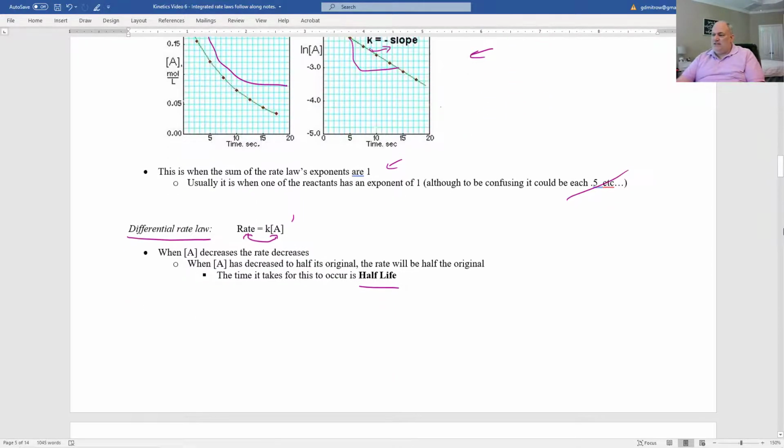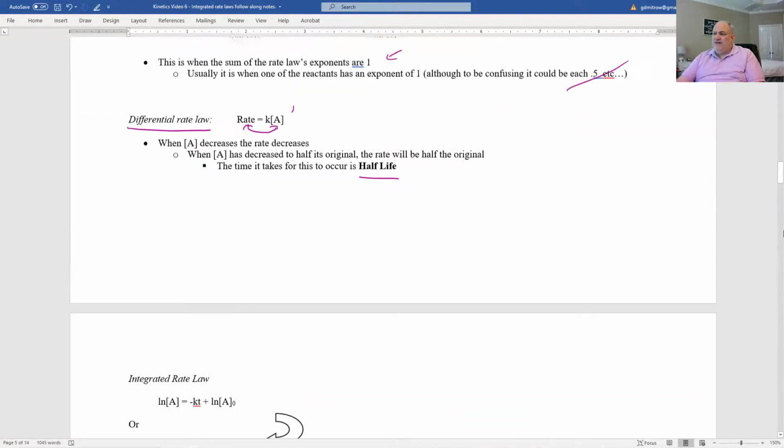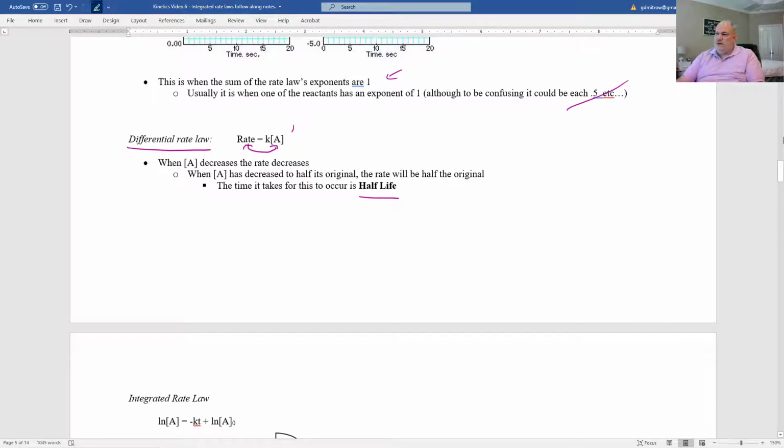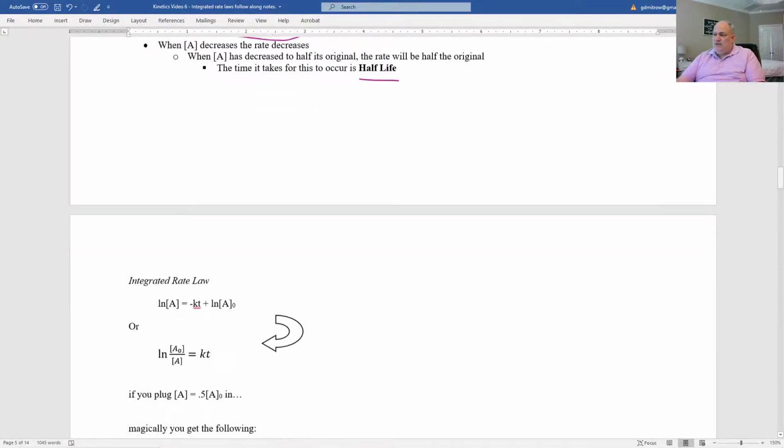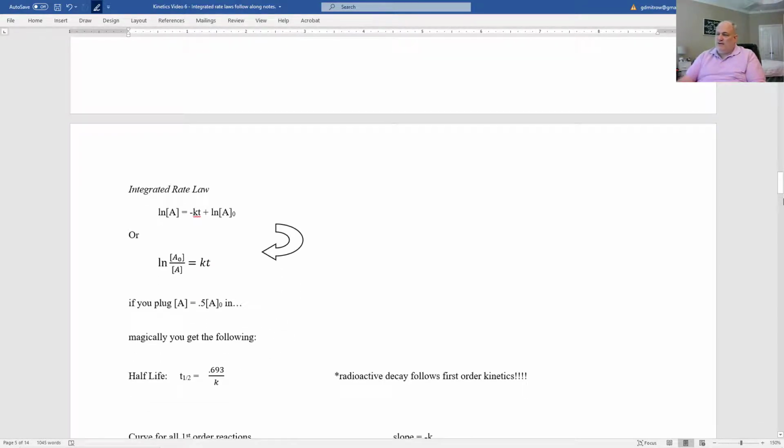Now, let's get into actually manipulating the equation. If I take this rate law equation right here and I integrate it, I'm going to end up with this equation right here. Again, this is a must-memorize equation. And again, it has the same four variables that we had before: concentration of A, A naught, which is the initial concentration, and we have k and we have t.